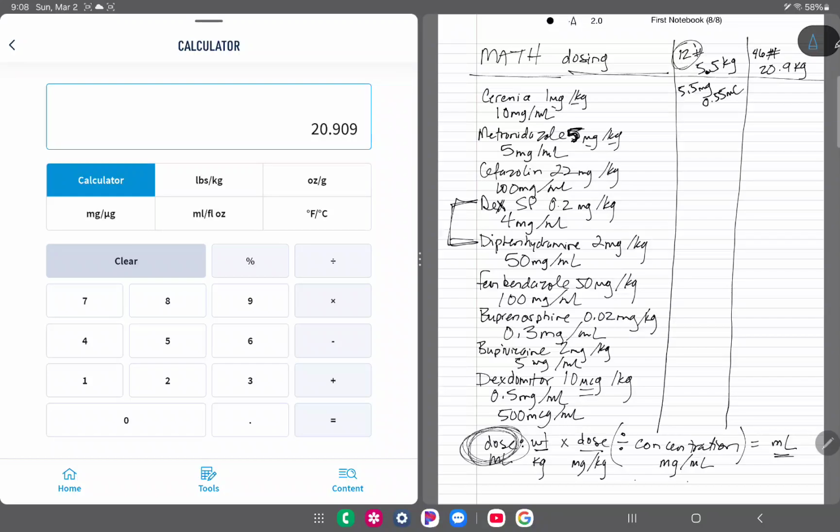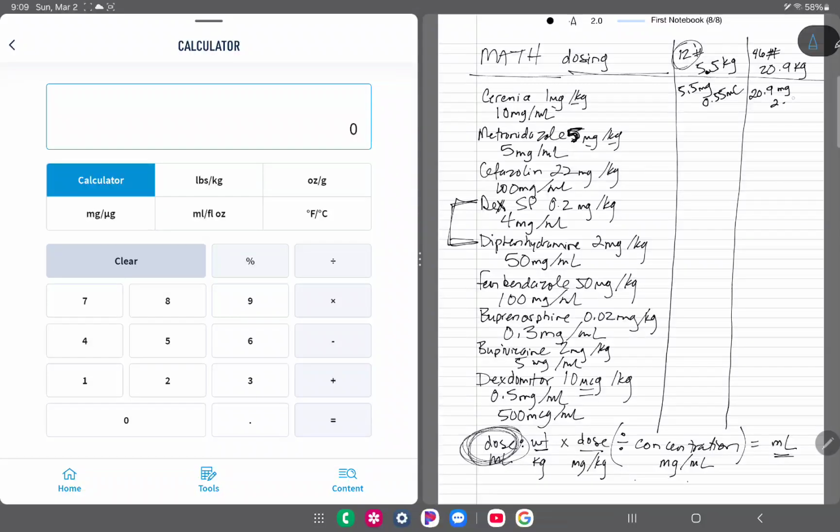Maybe you're giving it sub-Q. Who knows? Same with your dog. Don't have to do much math. I know that if it's 1 mg per kg, that's the same as 20.9 mg. I divide that by 10. I'm going to get 2.09.